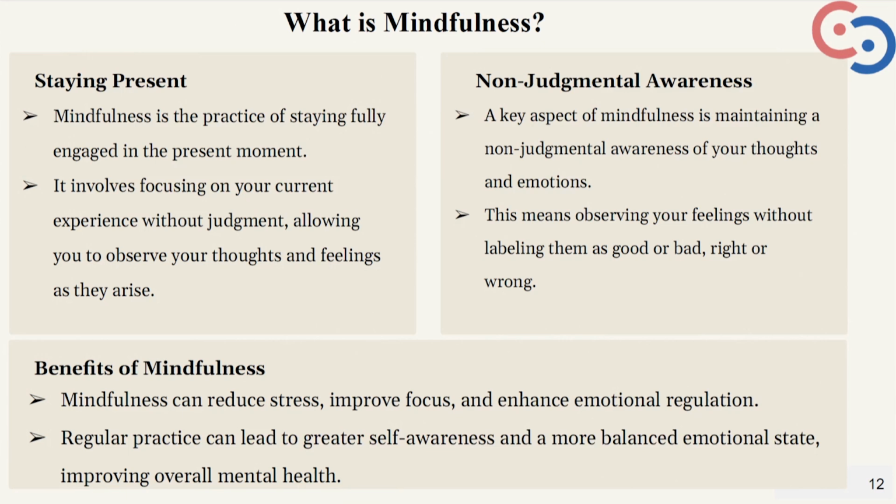Non-judgmental awareness is very important. A key aspect of mindfulness is maintaining a non-judgmental awareness of your thoughts and emotions. For example, you are observing a person in front of you. You may be looking at how his eyes are moving, how his face and lips are moving, without judgment. You will be concentrating only on that particular person's eyes and lips, and this means observing your feelings without labeling them as good or bad, right or wrong, even your own emotions. Suppose I am having an anger outburst at this particular moment, how will I be able to manage this, and what are the emotions, whether I will be able to accept it as it is.